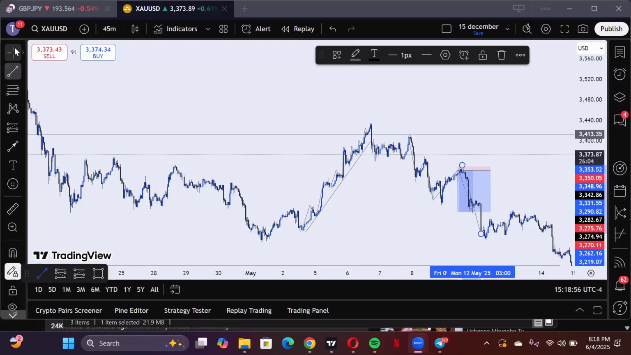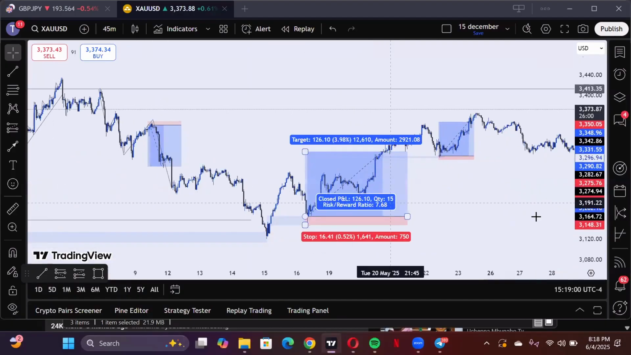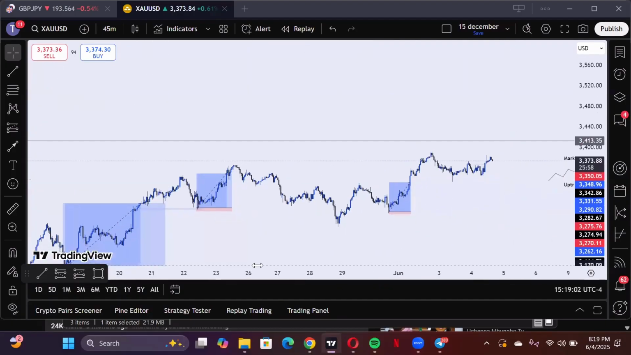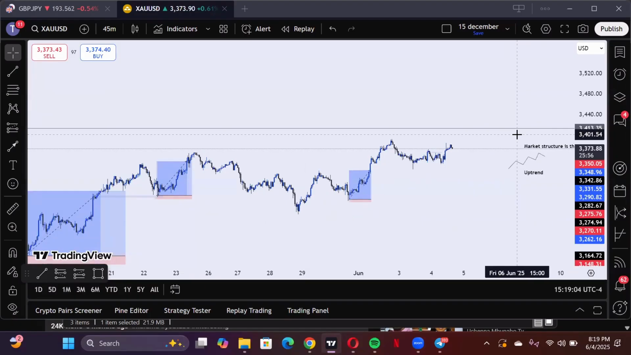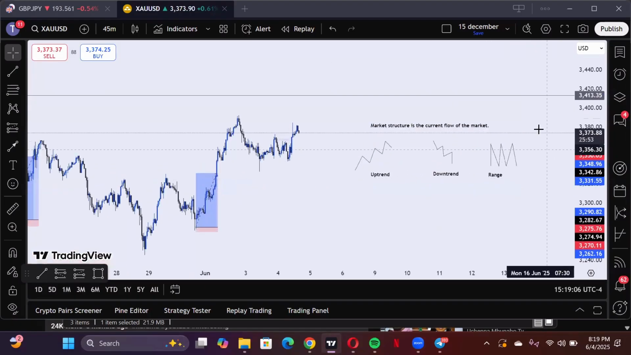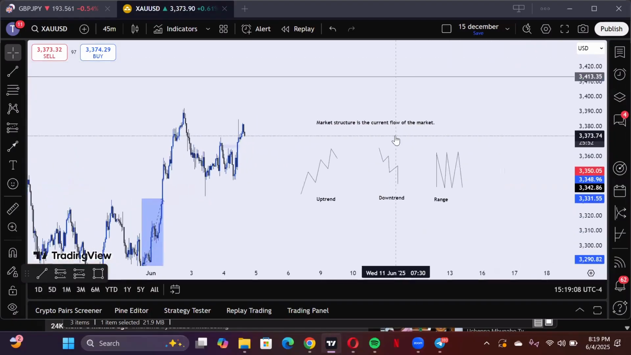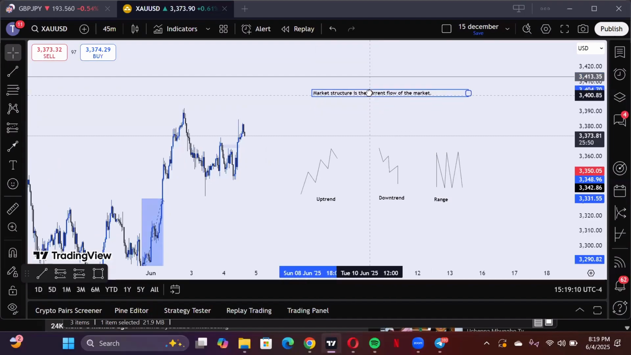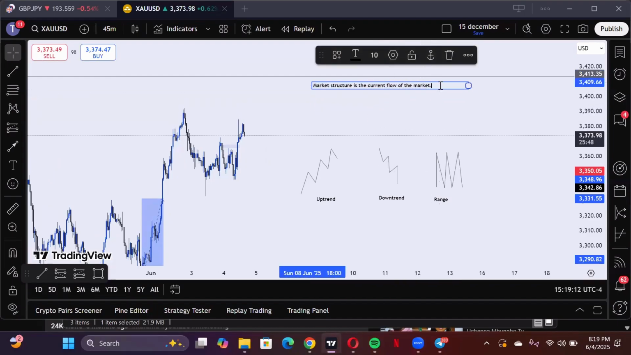Now, the two phenomena that we use to trade reversals and continuations: the one for reversal is what you call a market structure shift. What we use to trade market reversals is what you call a market structure shift. So market structure shift is basically an indication that the current trend the market is on is ending and a new one is about to begin in the opposite direction.